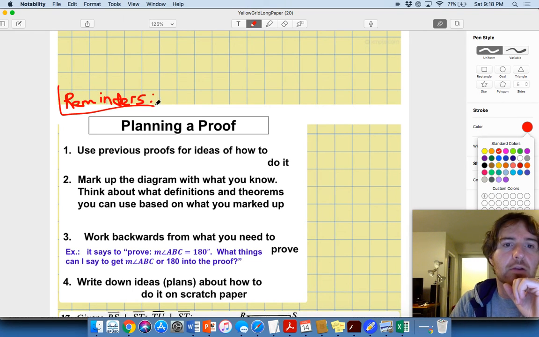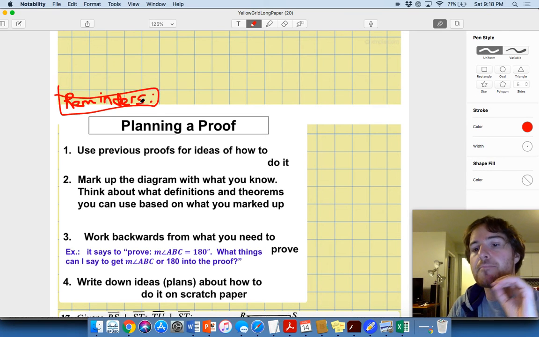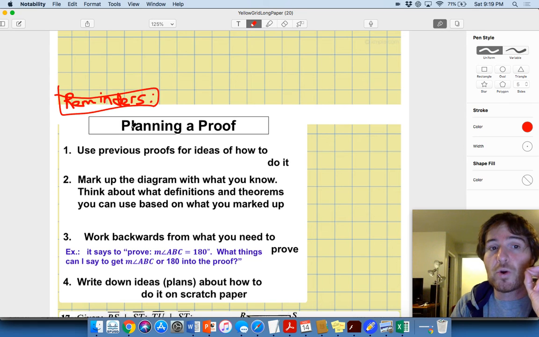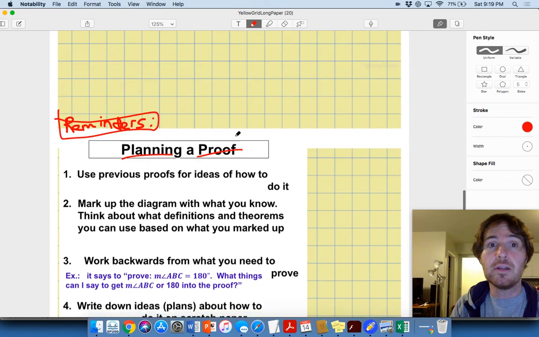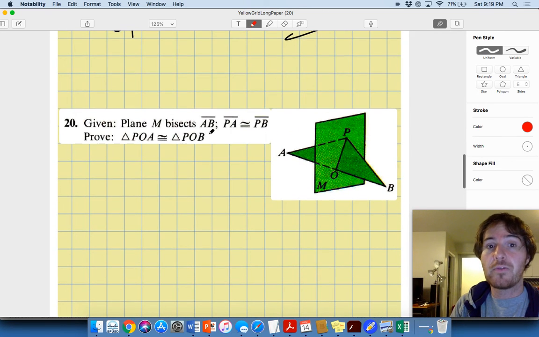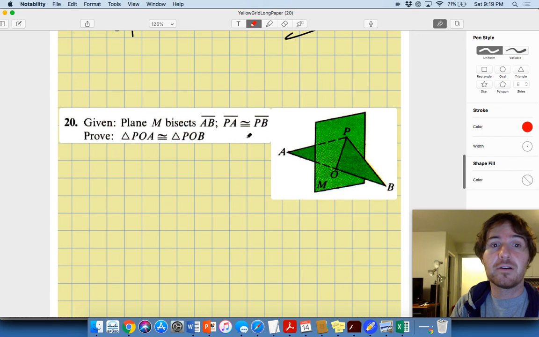In the 10th grade, when you're here in geometry, it's all about mathematical organization and being attentive to details. And part of this organization is knowing how to plan a proof. Here are the four recommendations that I have for you. Step 1, use previous proofs for ideas on how to do it. So this one right here, what did I tell you about this? Work backwards is one thing.